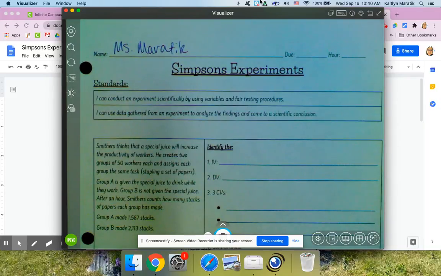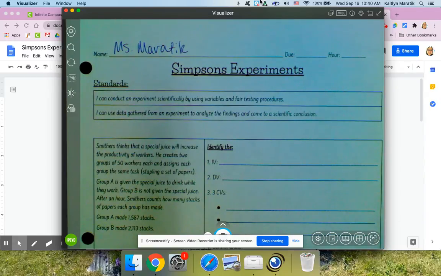What we're looking at here is I can conduct an experiment scientifically by using variables and fair testing procedures. That is a huge one. When we do a test in class or an experiment, we want to make sure that it's fair. Otherwise, it's not a good test. We're not able to test what we need.